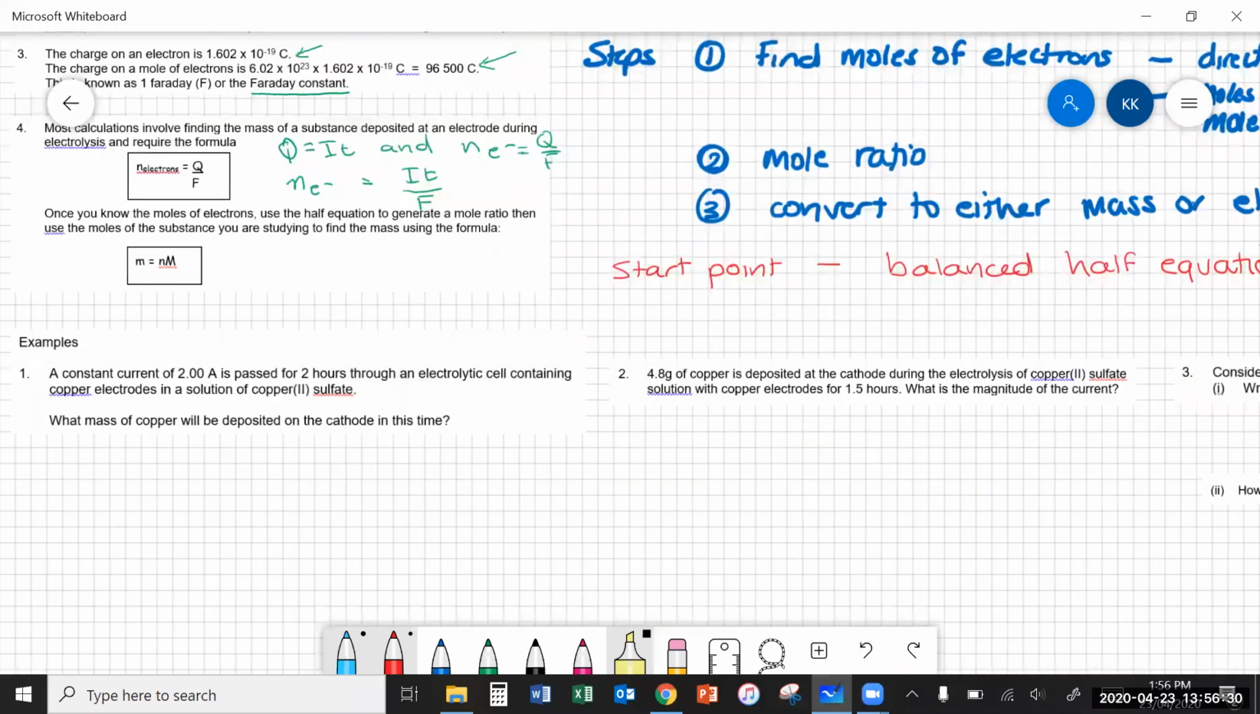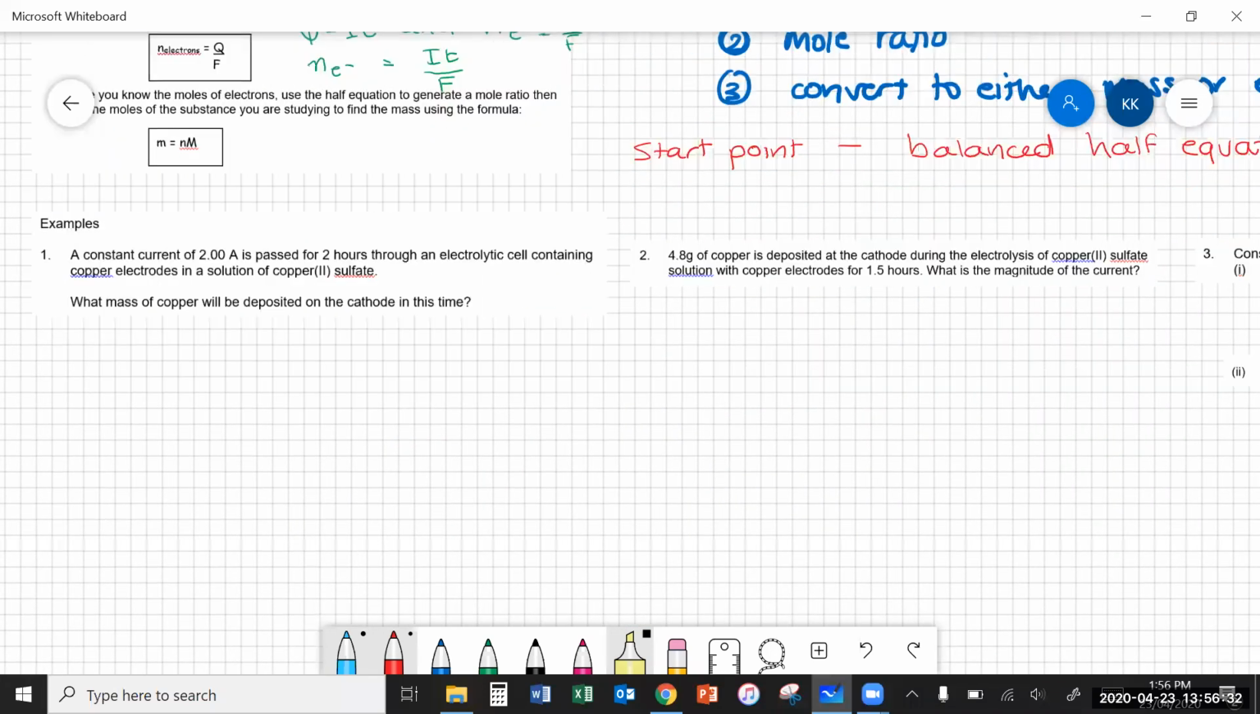So our first one is one of the first type. You're given electrical data. You're given a current of 2.00 amps. So that's our current. And it's passed for 2 hours. And oh man, I haven't changed this again. Let's get rid of that 2 and call it 2.0 because we don't want to be cut down to one significant figure. It makes no difference other than significant figures. Through an electrolytic cell containing copper electrodes in a solution of copper 2 sulfate.